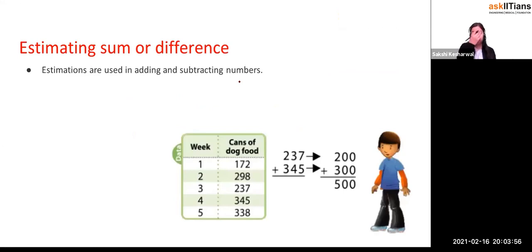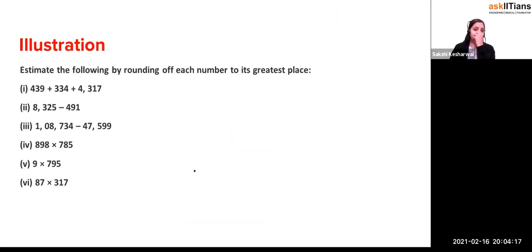Estimation of the sum and the difference, right? So for estimating the sum, it says that 237 is estimated as 200, and 345 can be estimated to the nearest 100 as 500. So this is called the estimation of the numbers. What we did first was estimate, and then we'll be doing the addition and subtraction on it. So we have the questions over here.